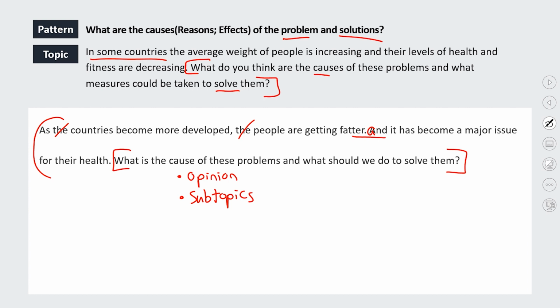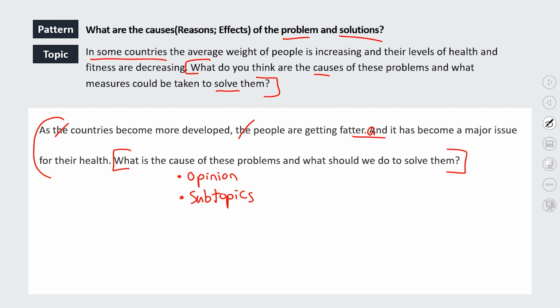Okay, so you could say something like, while the main causes of these problems are the increase in the convenience of modern life, there are several steps that governments can take to solve this. What you've then told me is what you're going to talk about, that you think the most important cause is convenience in modern life, and that then you're going to talk specifically about government solutions.